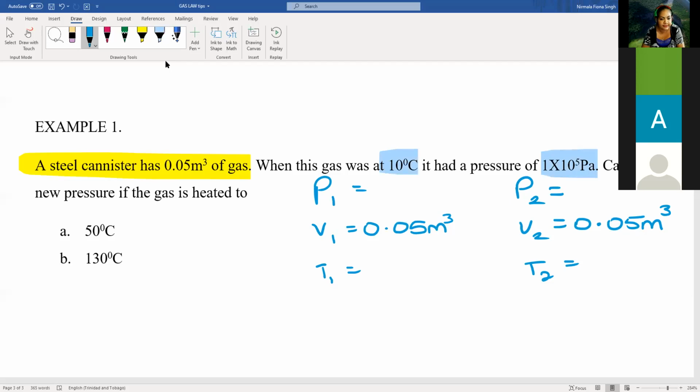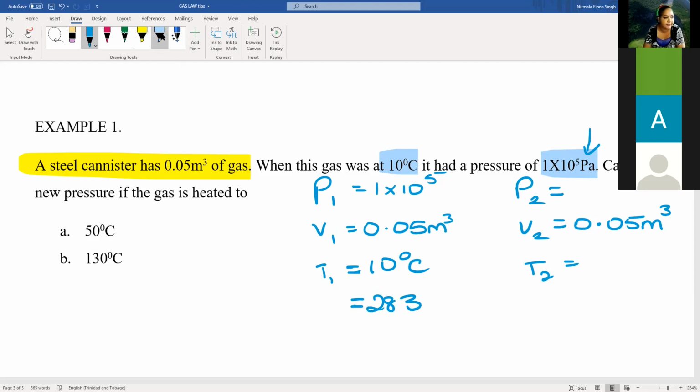So that means pressure is 1 by 10 to the 5 because pressure is measured in pascals, and the temperature is 10 degrees Celsius. Right away, I have the habit of, as soon as I see Celsius, I convert it to Kelvin, whether I'm going to need it or not. It's just a habit. And how do we convert Celsius to Kelvin? We add 273. So you're going to get 283.